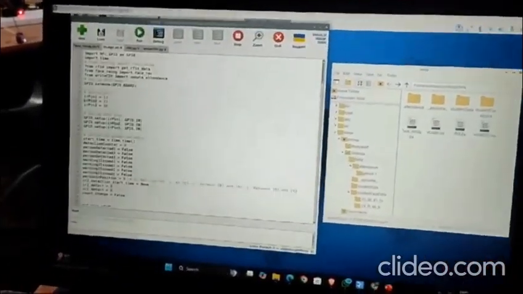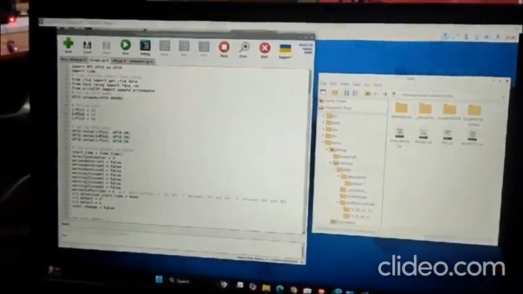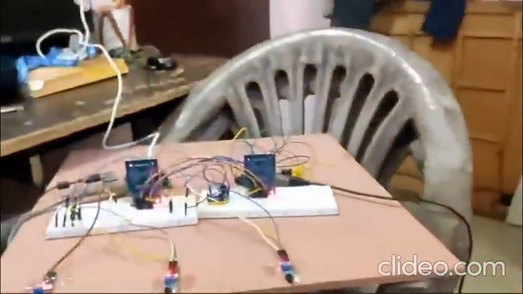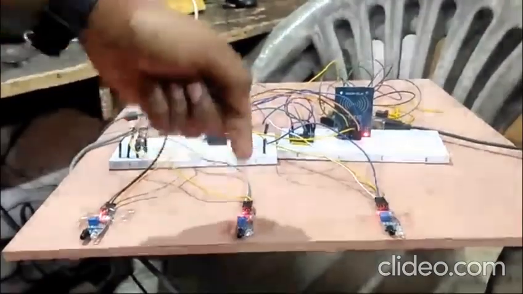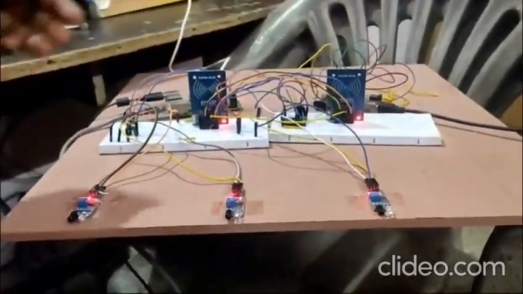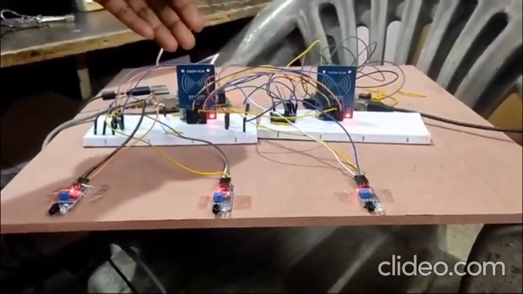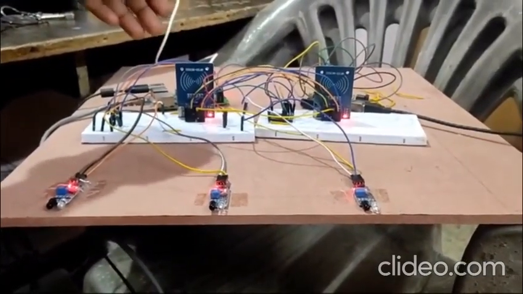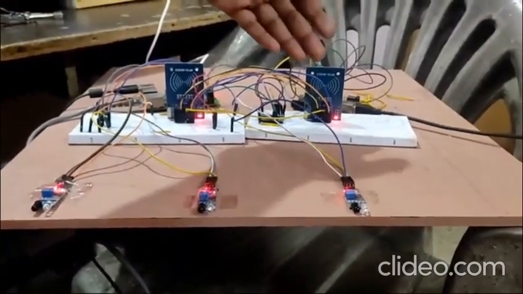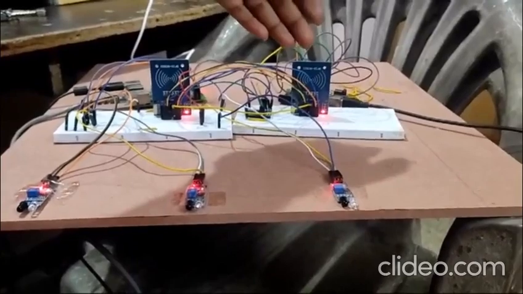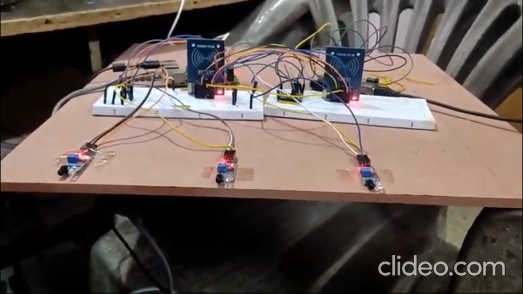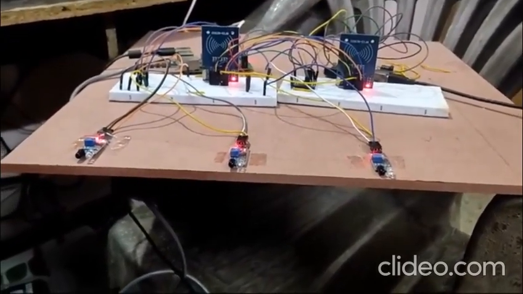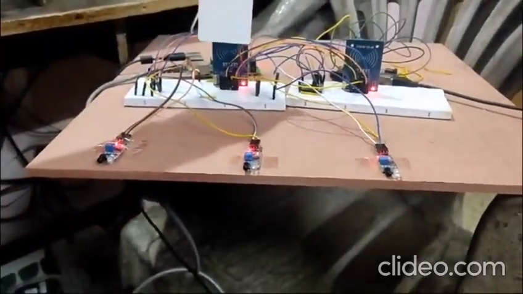The execution of my project goes as follows. These are the three IR sensors which I have developed: IR1, IR2 and IR3. This is RFID card reader 1, which is placed outside the room and is used for the in cycle. This is RFID card reader 2, which is placed inside the room and is used for the out cycle and exit. So this is the RFID card I'm scanning in the in cycle.